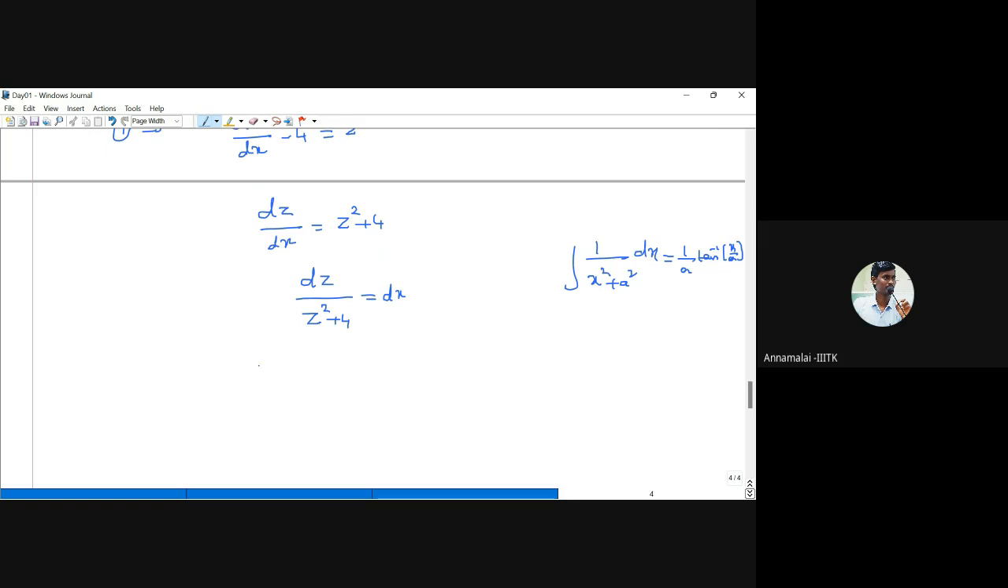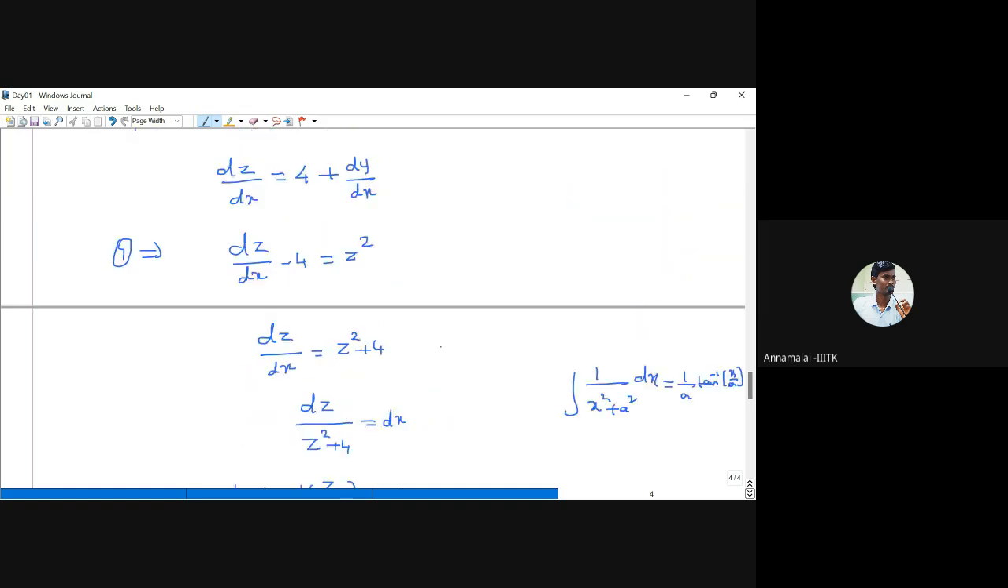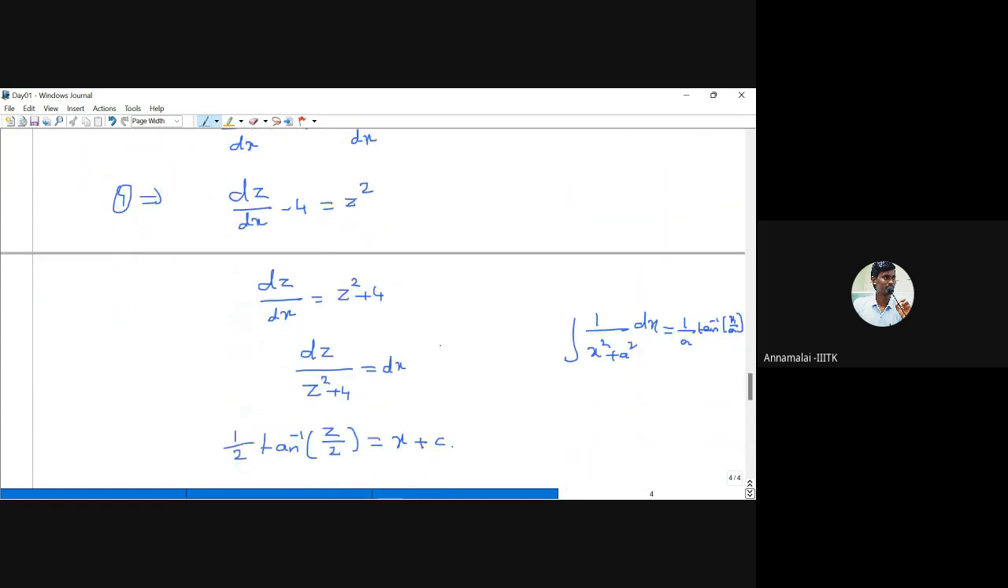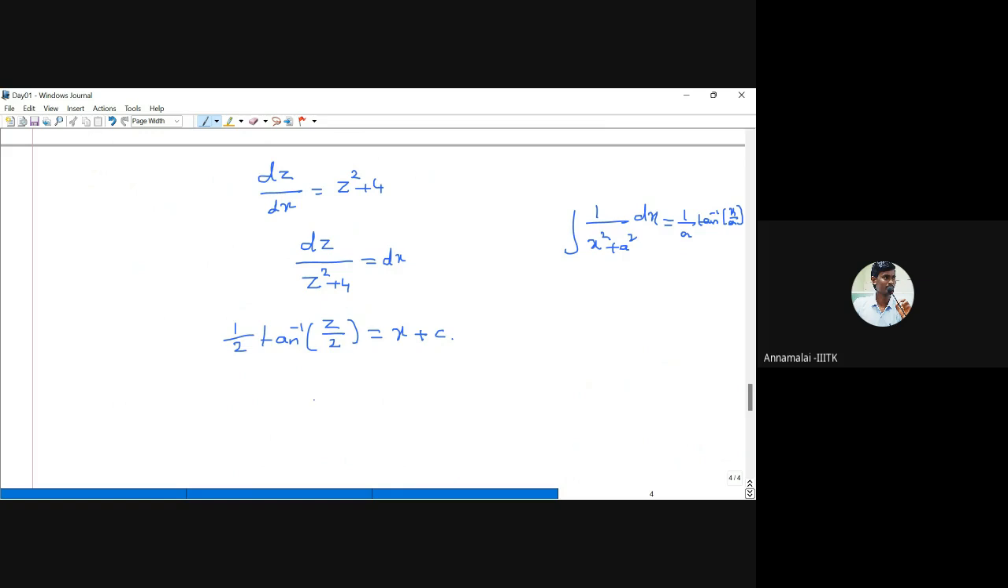So here, if we integrate both sides, because here a is 2, we get 1 by 2 tan inverse of z by 2 equal to the integration of dx, which is x plus some constant c. Now replace the z value. z is 4x plus y plus 1. Therefore, you can multiply 2 to that side. We have tan inverse of (4x plus y plus 1) by 2 equal to 2 times (x plus c).